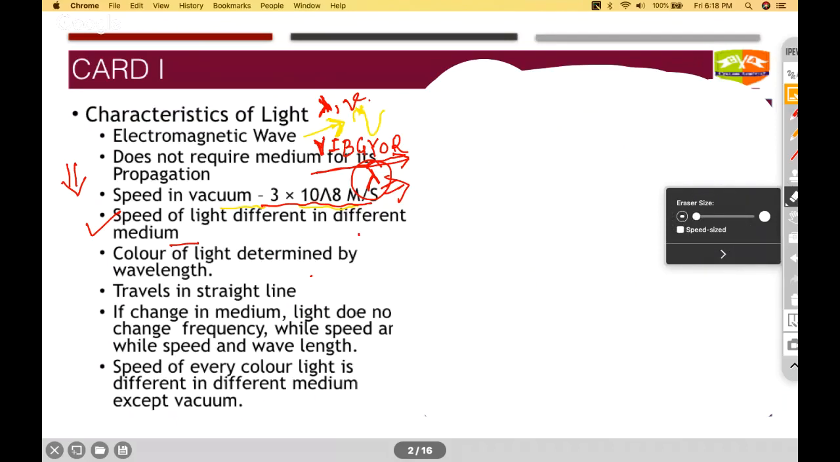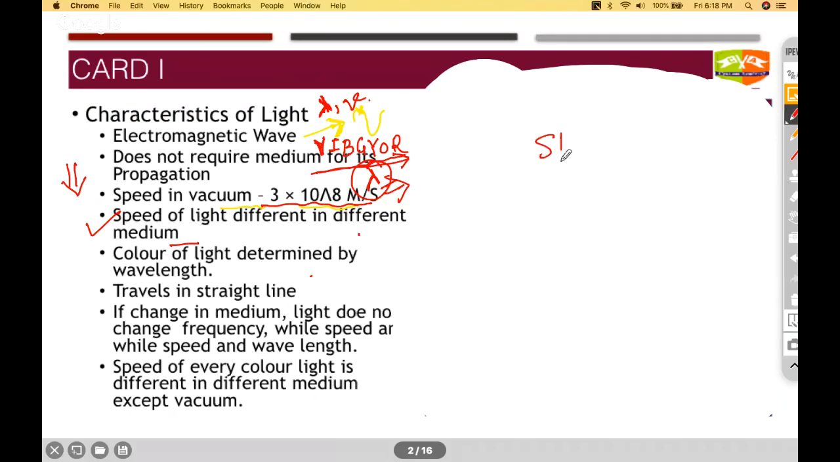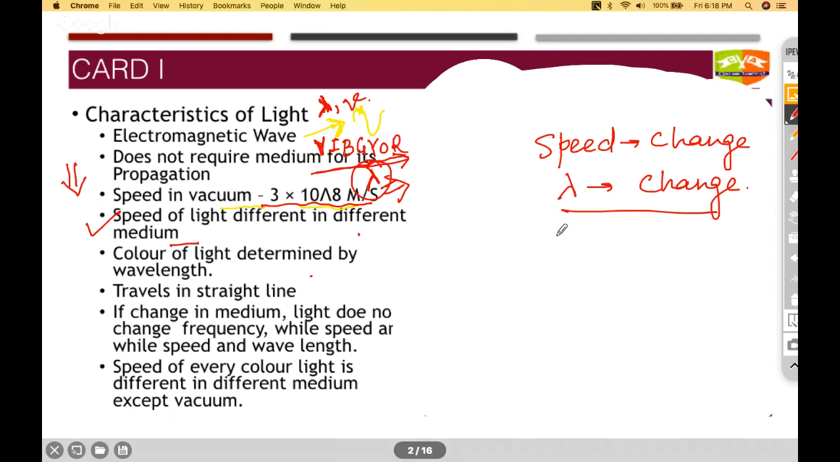So what happens is, speed will change, lambda will change, but one thing which remains constant, and this is very, very important, frequency is constant.